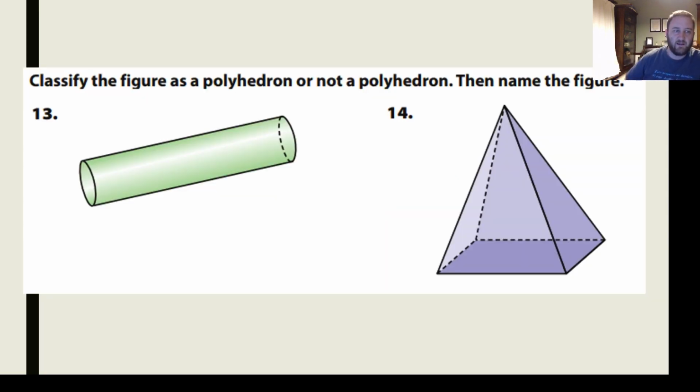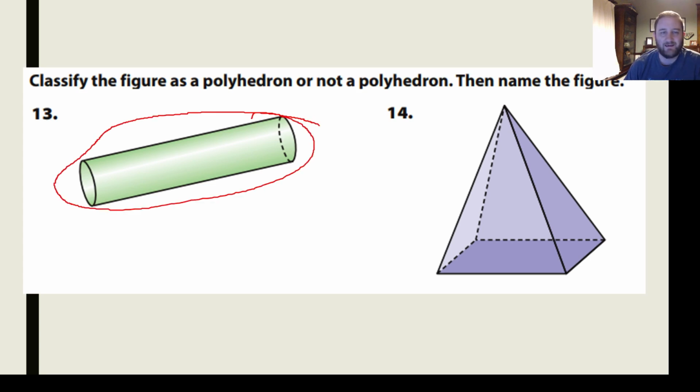All right, last thing. Classify the figure as a polyhedron or not a polyhedron, then name the figure. This one right here, not a polyhedron. Can you say why it's not a polyhedron? Well, that's because it's got the 2 circular bases. A circle is not a polygon, so this is not a polyhedron.